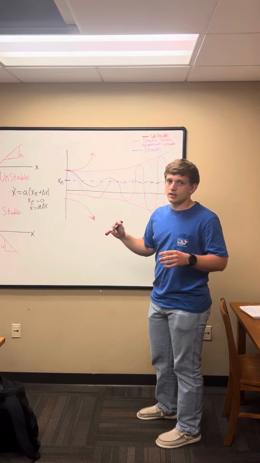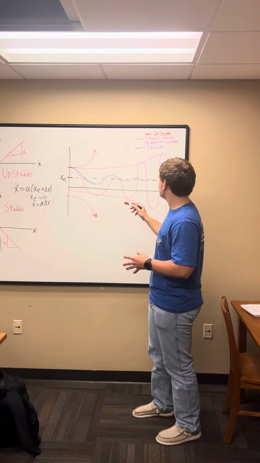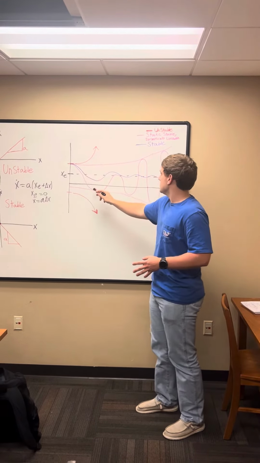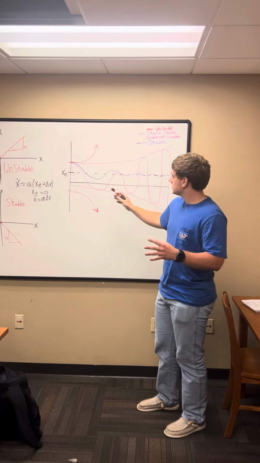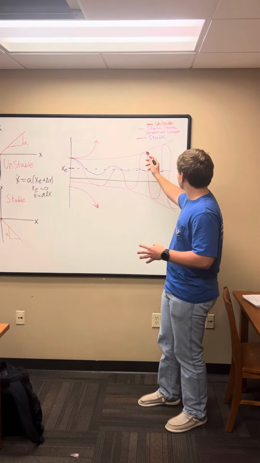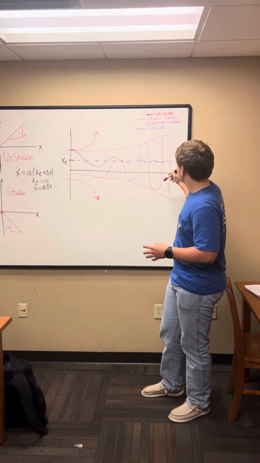Then we have a statically stable but dynamically unstable graph. This one goes down, comes up, and at the beginning it wants to stay kind of stable, but the further it goes, the more dynamic and the more unstable it gets.